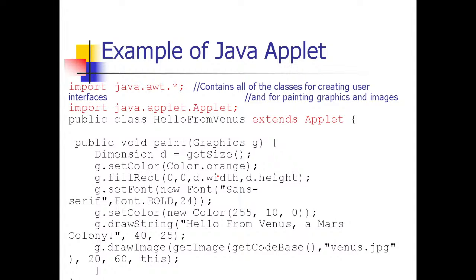Now we are going to discuss another example of the Java applet. Again, the same thing is there. Import java.awt.* means we are going to inherit all the classes which are available in the AWT subpackage of Java. Then we import the applet class from the applet subpackage of Java. Then we create a class, public class hello from Venus extends applet. Now use public void paint(Graphics g).